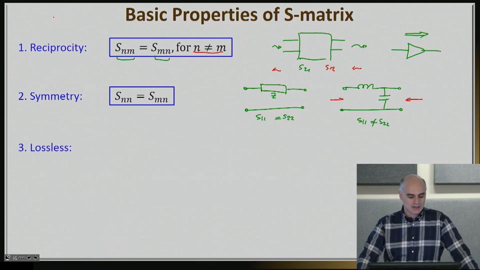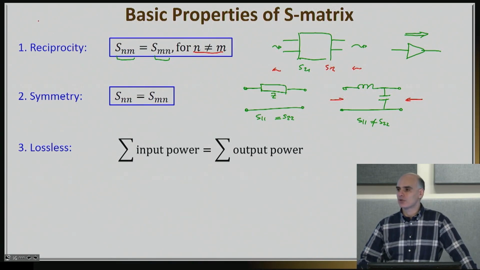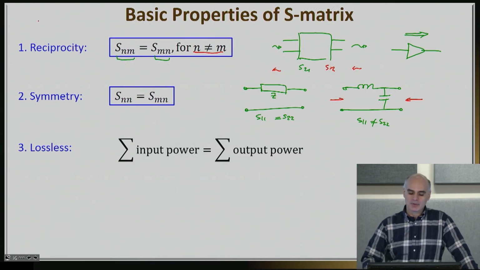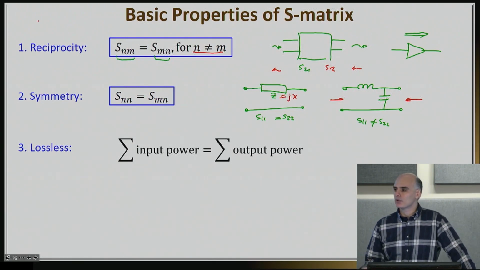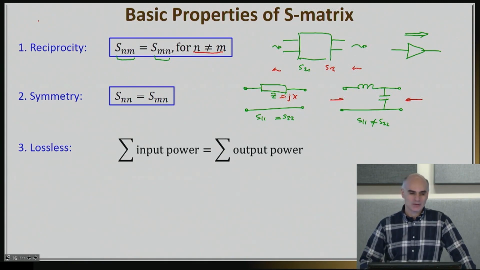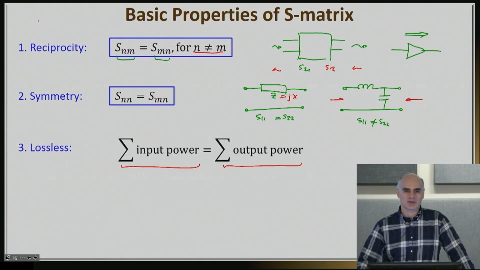Perhaps more interesting is the lossless part. In the lossless part, it means that the network itself does not consume any power. For example, in this case here, if my Z is actually equal to jX, it means that the network itself won't consume any real power. And so that means that the total amount of input power will equal the total amount of output power.